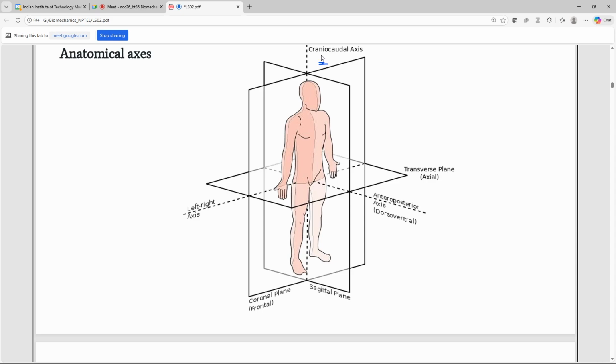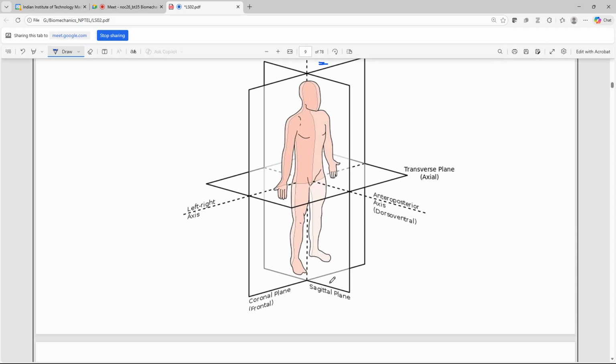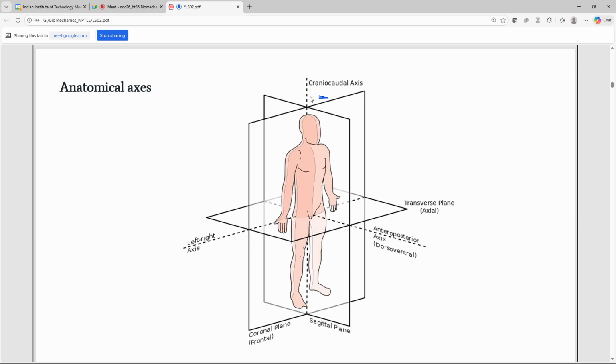From the word itself, it is intuitive, because cranio means something related to the skull, and caudal is something related to the tail. So a line or axis connecting skull and tail is the craniocaudal axis. And the axis, or the line, where the transverse plane and coronal plane meet is called the left-right axis, the axis that is traveling from left to right.